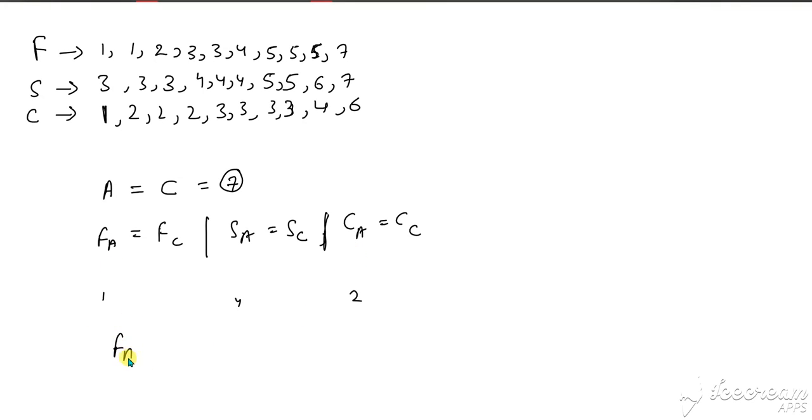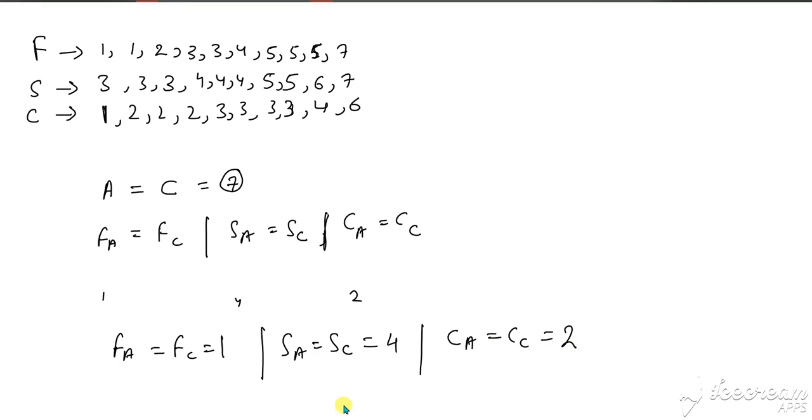So we will be having FA equals to FC is equal to 1. Then SA equals to SC is equal to 4. Then CA equals to CC equals to 2. Now the first question is asking us what is AMDA's score in F. So AMDA's score in F is equal to 1. So the first answer is 1.